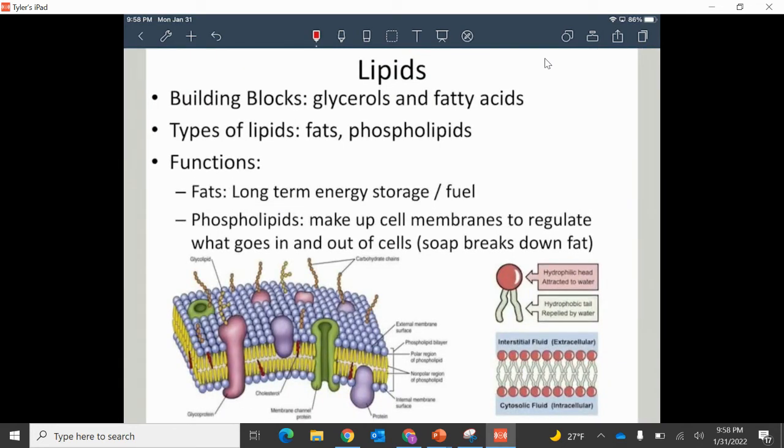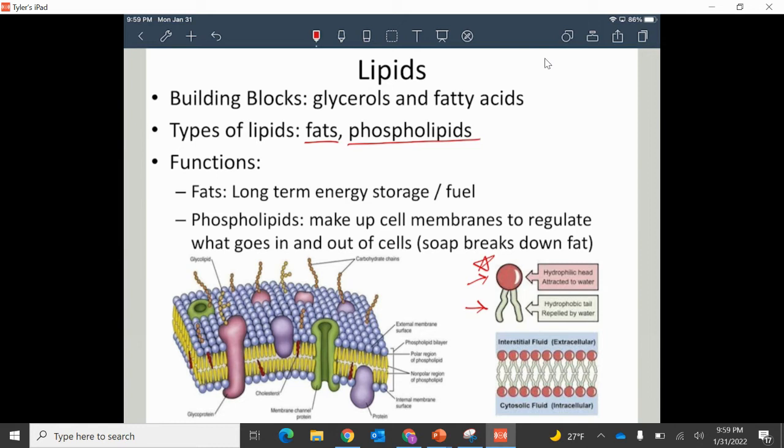Lipids, our next one. Their building blocks, or monomers, are glycerols and fatty acids. When we talk about lipids, it's usually as fats in food or in phospholipids. That's really where I want you thinking: phospholipids are the things that make up cell membranes. Here's a phospholipid down here. It's got this head and tail structure. You can see it, and that's what makes up all of our cell membranes. Bacteria, humans, doesn't really matter. It's those head and tail structures.